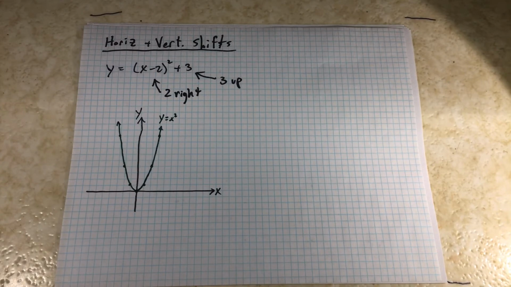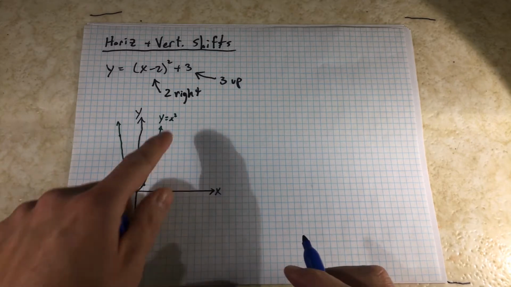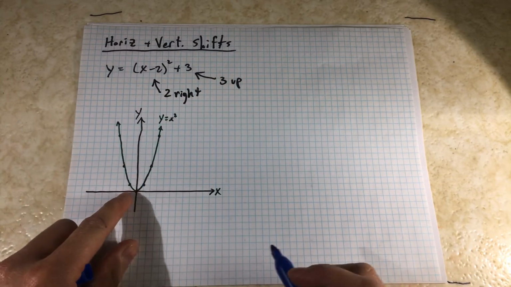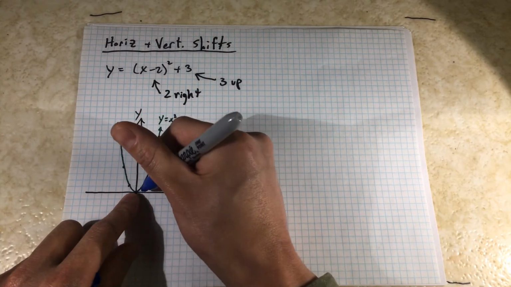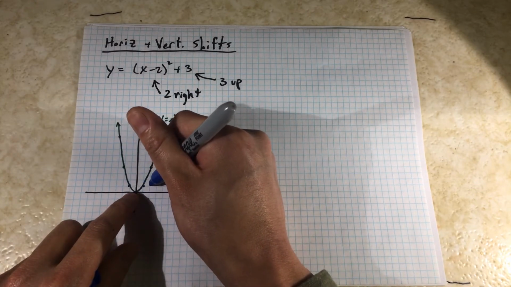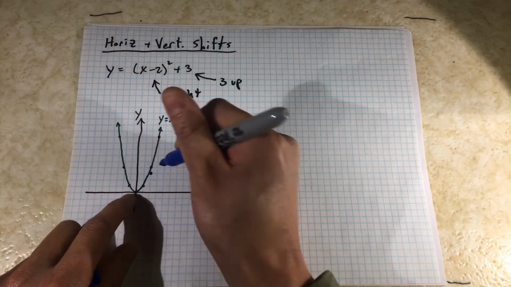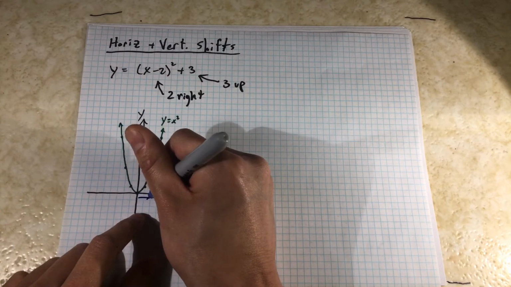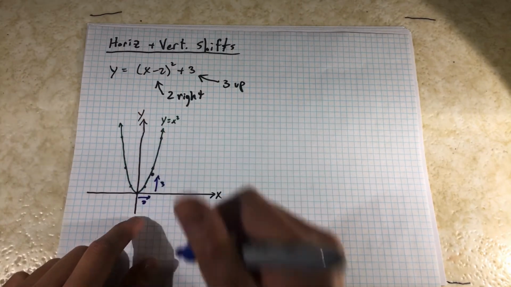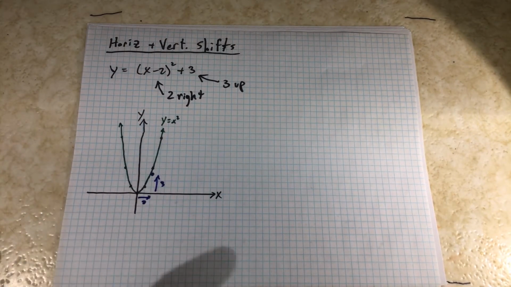Now, basically what we are going to do is shift it. Here I'll use blue for our new function. We're going to shift it 2 to the right and 3 up. So I want to start at my vertex, and I'm going to shift this vertex 2 to the right and 3 up. So that's my new vertex right there. 2 to the right and 3 up.